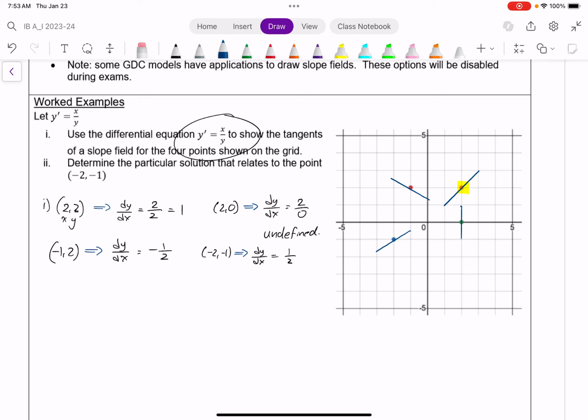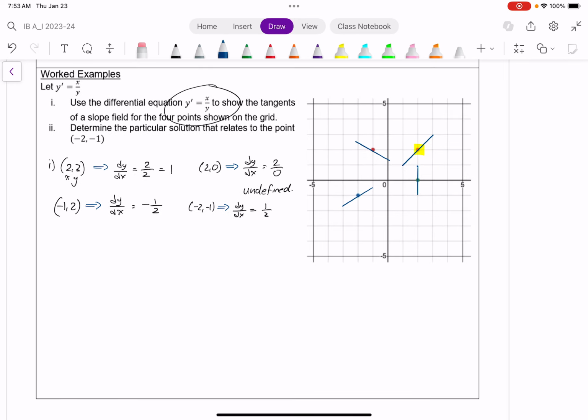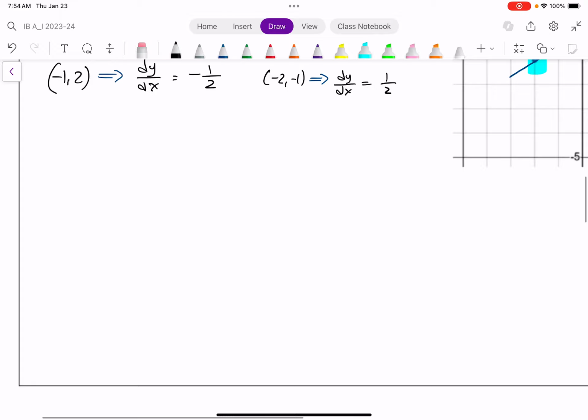So that said, let's make sure we also don't forget what we've learned before. So determine the particular solution for the point that relates to (-2, -1), the last one I drew. So keep in mind, if we know the graph of the differential equation goes through (-2, -1), that means we know when x is -2, y is -1. So we have a condition, which means we can find the particular solution like we've done in previous lessons. And so let's get to that. Hopefully this is somewhat routine.